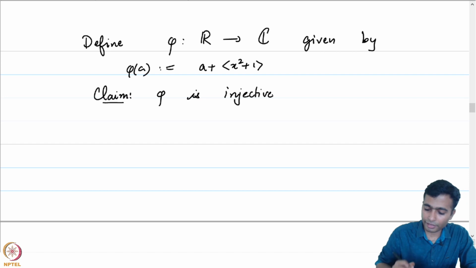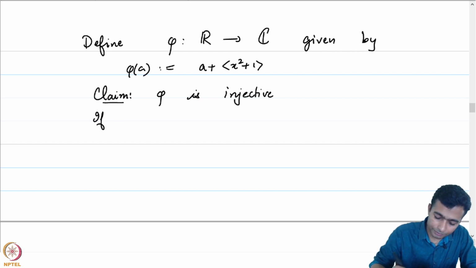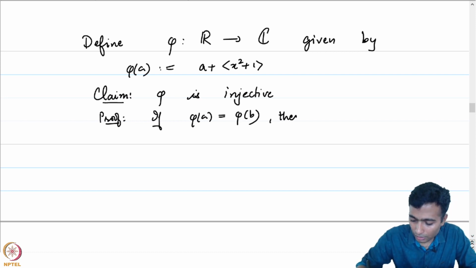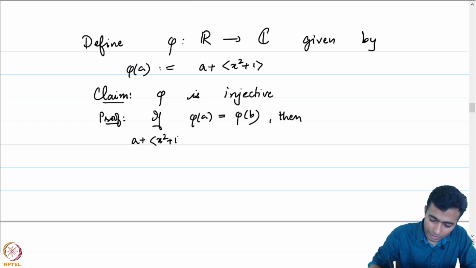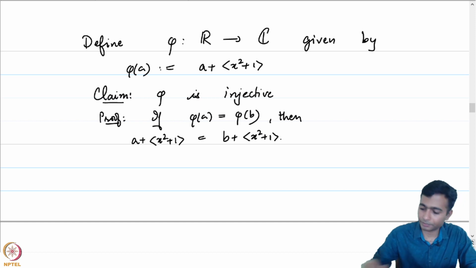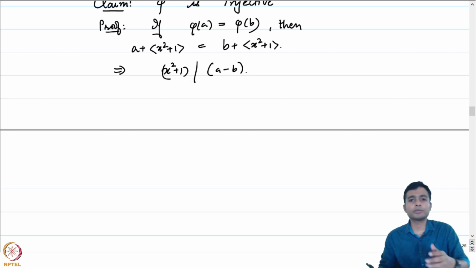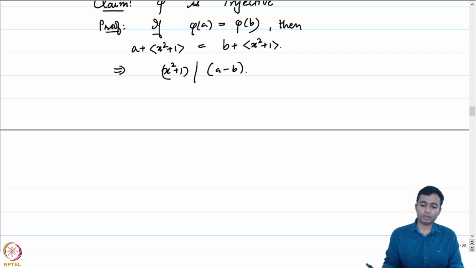To check it is injective, what do we have to do? So, proof of the claim. If phi of A is equal to phi of B, what does that mean? Then A plus the ideal generated by x square plus 1 is the same as B plus the ideal generated by x square plus 1. But that would mean that x square plus 1 divides A minus B. But A minus B is a real number. How can x square plus 1 divide A minus B?